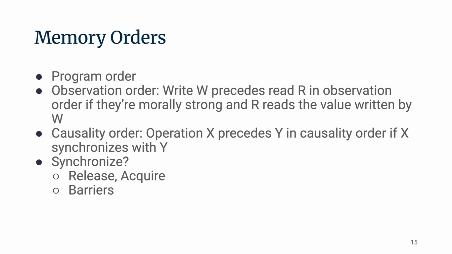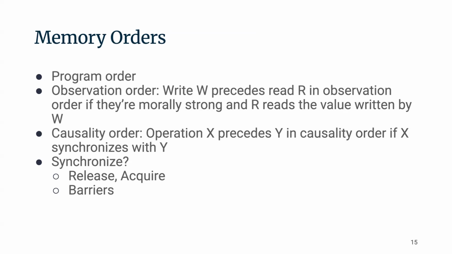It kind of works the way you expect it to. Observation order: a write happens before a read in observation order if they're morally strong relative to each other and the read is reading the thing that is written. So I'm not sure, was that clear enough? Okay. And there's the causality order.